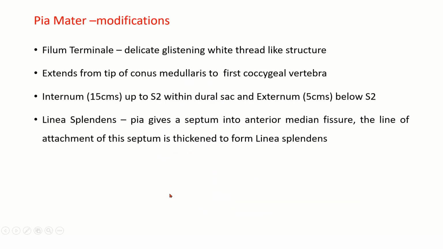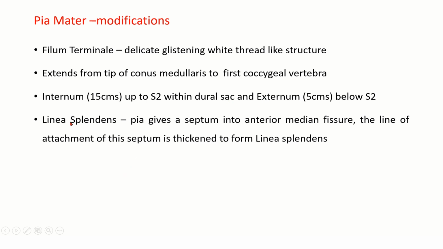So let us see the modifications of the pia mater. Filum terminale: once the spinal cord ends, below that the pia mater continues as a thin, delicate, glistening white thread-like structure called the filum terminale. It extends from the tip of the conus medullaris to the first coccygeal vertebra. It is divided into two parts, filum terminale internum and filum terminale externum. The internum is 15 centimeters and extends up to S2; it is within the dural sac. Once the dural sac ends, whatever pia continues down is the filum terminale externum, 5 centimeters, reaching the coccyx.